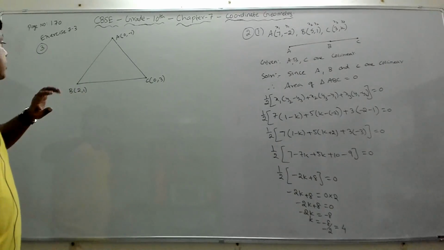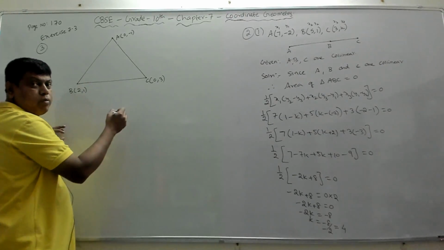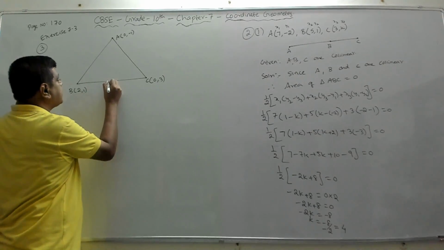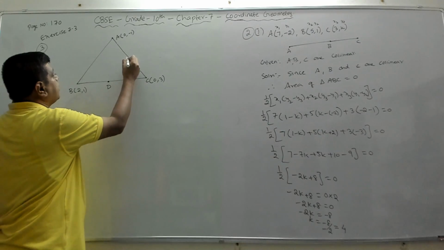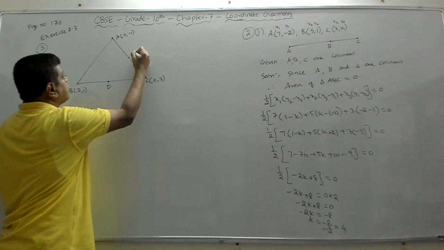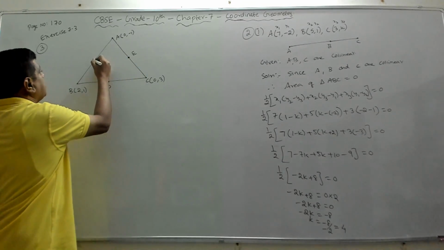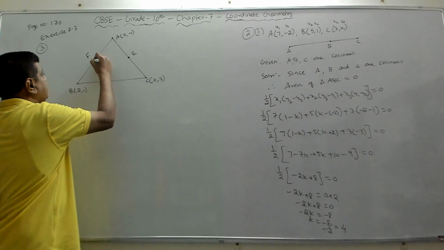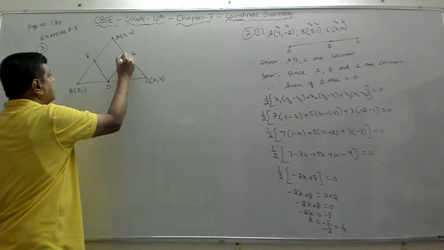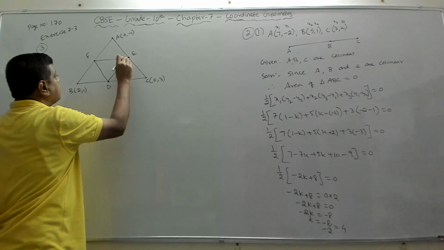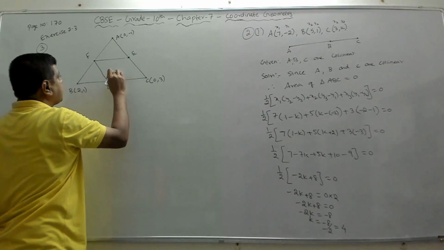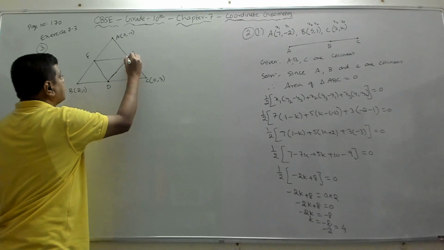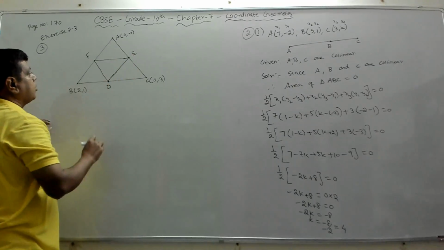of the sides of the triangle, which means there's a triangle that is formed by taking the midpoints of these sides. So let's take the midpoint here. Let's call it D, and we'll call this E, the midpoint of AC, and the midpoint of AB as F. And we form a triangle by joining the midpoints of the 3 sides of the triangle. Now this is one triangle.